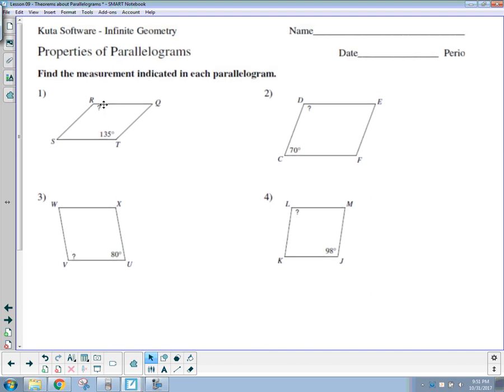135. Not corresponding. Consecutive is the word I was looking for. Consecutive angles add up to 180. Consecutive angles again add up to 180. Opposite, 98. Opposite sides are congruent.